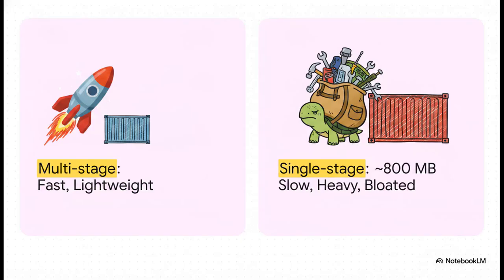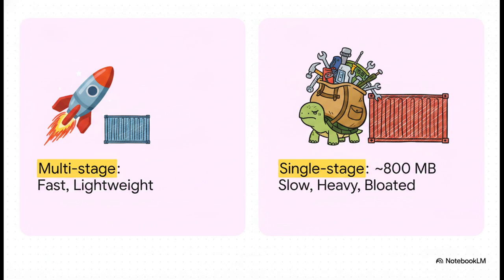Now, what's really interesting about this slide is how we actually get these containers to deploy so fast. The secret is multi-stage Docker builds. Think of it like building a car in a factory, but only shipping the finished, polished car to the customer, not shipping the massive robotic arms and tools that built it.